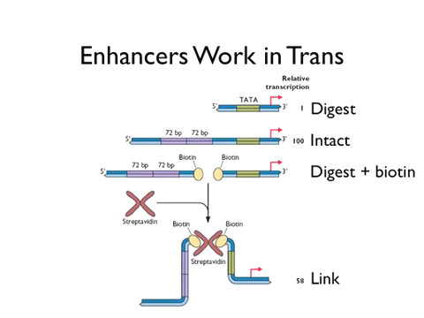Now, how do we know that enhancers work in trans? So this is a very clever experiment that was done to test that. In fact, it was done with SV40, and what happens is the entire region that contains the 72 base pair repeats gives a relative transcription rate of about 100.